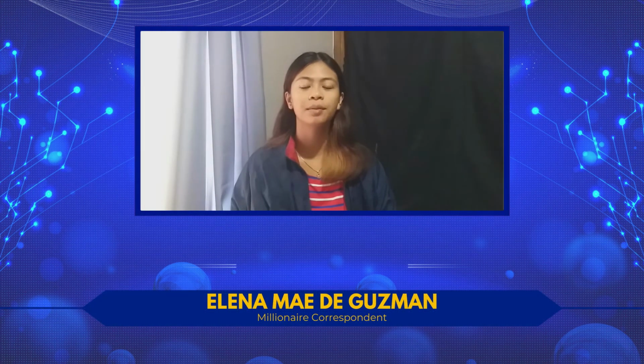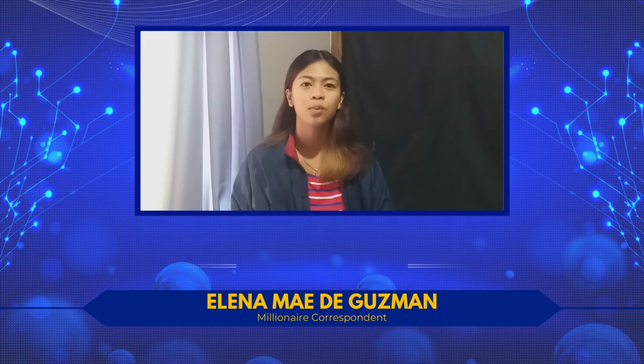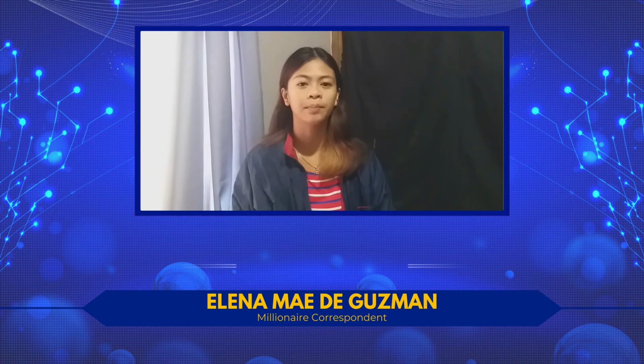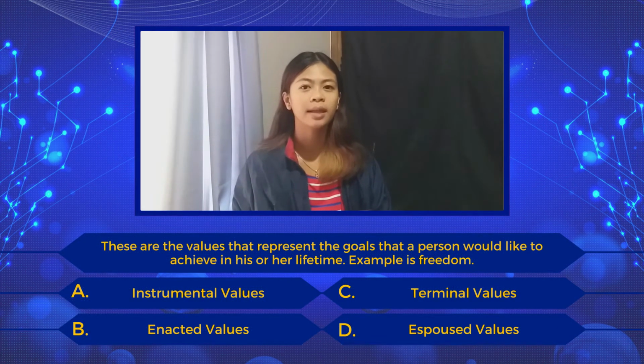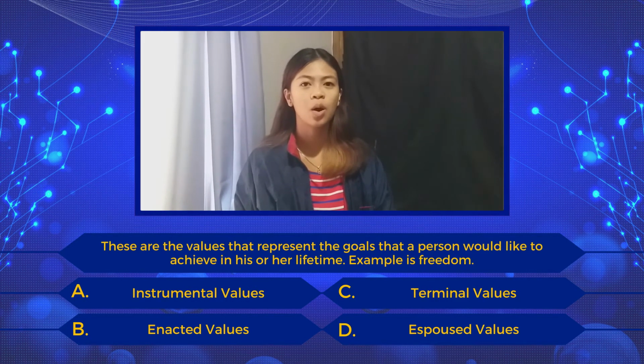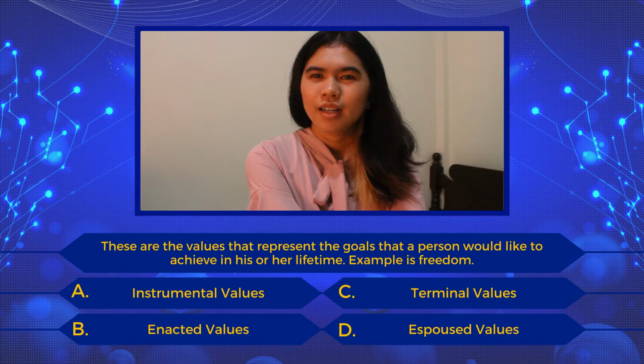These are the values that represent the goals that a person will like to achieve in his or her lifetime. For example, freedom. A, instrumental values, or B, enacted values, C, terminal values, or D, espoused values.